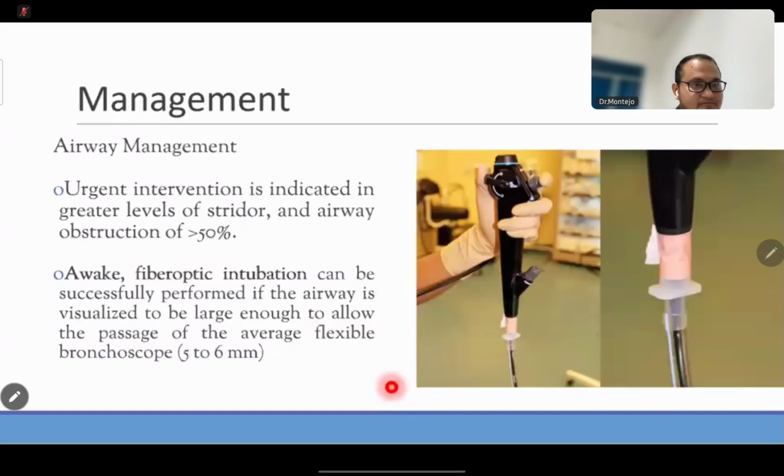However, for severe cases wherein the obstruction is more than 50%, so wherein patients would present with stridor na. So as much as possible, always do your awake na fiber optic intubation. So this is a flexible scope. And if you can see, the intubation tube is attached to the scope. So the scope is passed through the nasal cavity, going to the nasopharynx, and then going to your airway, larynx.